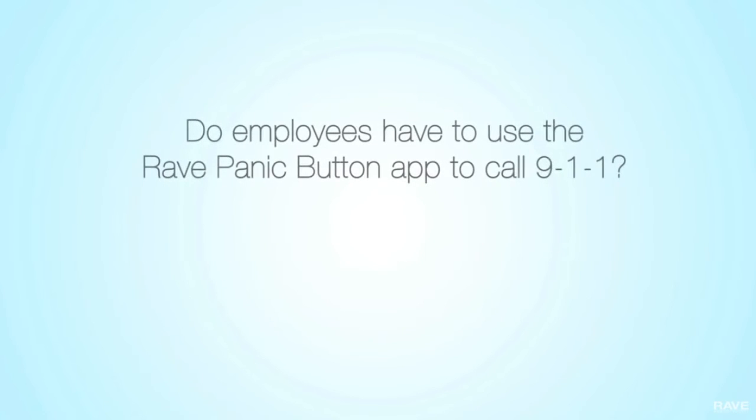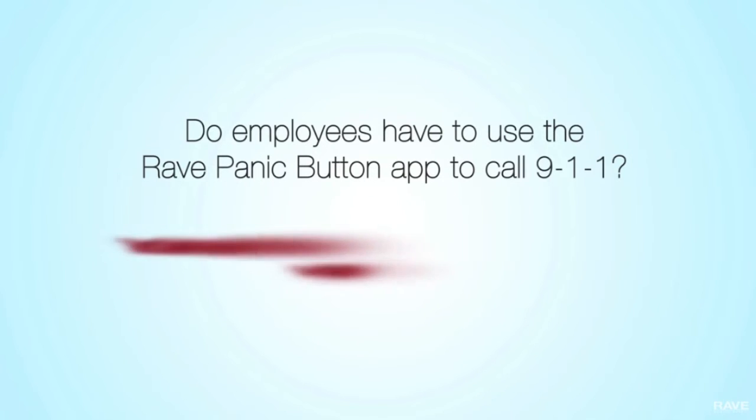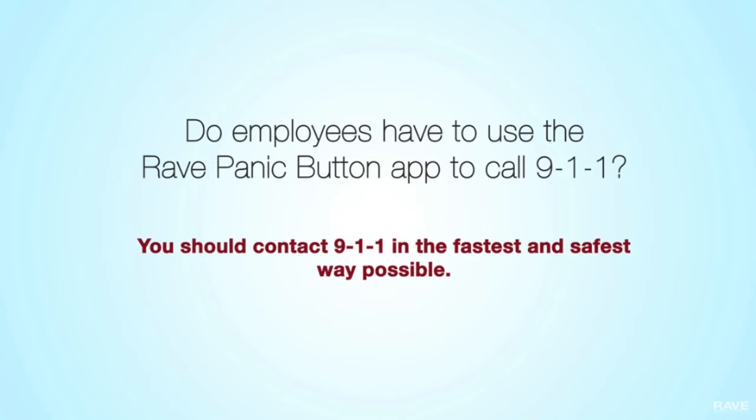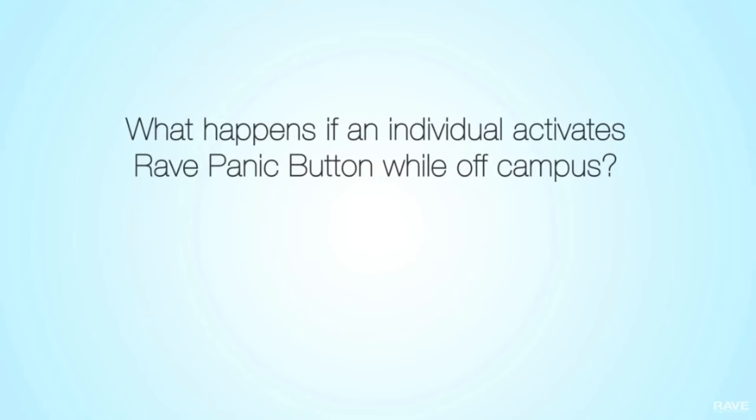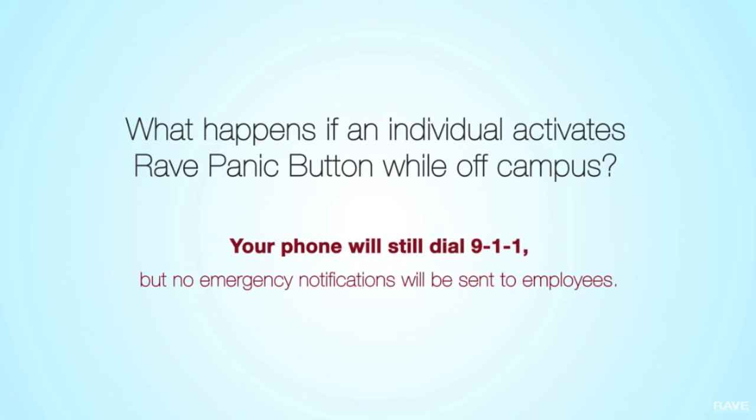The second question states, do employees have to use the Rave Panic Button app to call 911? While you are encouraged to use the app to make an emergency call, you should contact 911 in the fastest and safest way possible. The third question most commonly asked is, what happens if an individual activates the Rave Panic Button app while off campus? The answer to this question is, your phone will still dial 911, but no emergency notifications will be sent to employees due to your location at the time of the call.